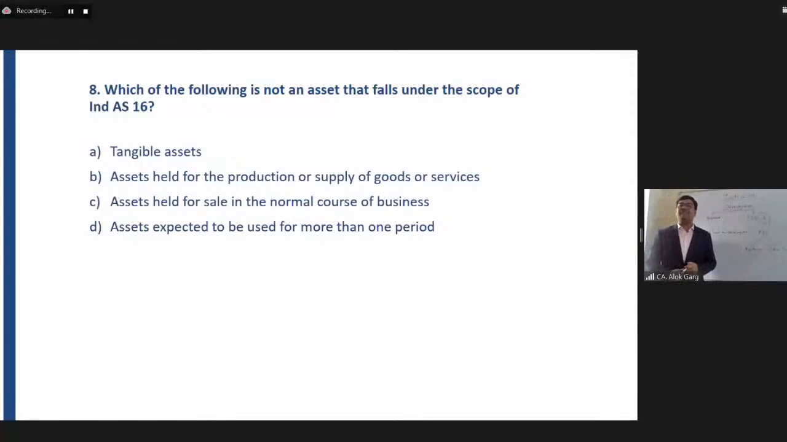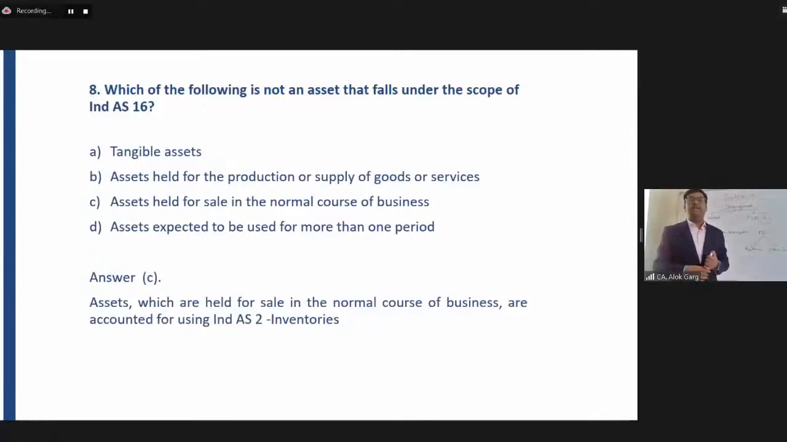Yes, asset held for sale in the normal course of business, because it is not a PPE, it's inventory. For example, a car. You are purchasing a car, so it's a PPE for you. But Maruti is manufacturing a car, so Maruti is selling the car in the normal course of business. So it is not a PPE, it is an inventory. Yes, you are right. Assets which are held for sale in the normal course of business are accounted for under Ind AS 2 Inventories.